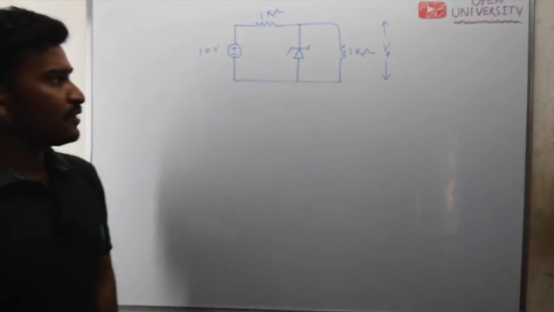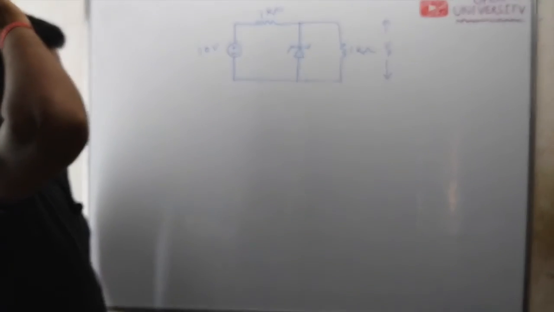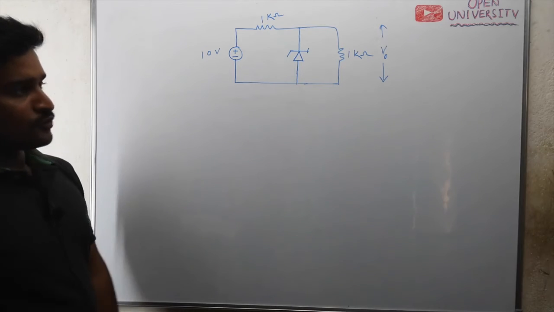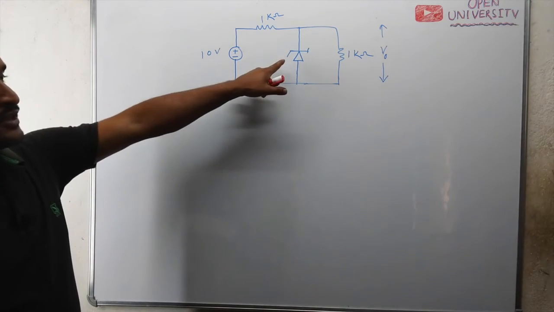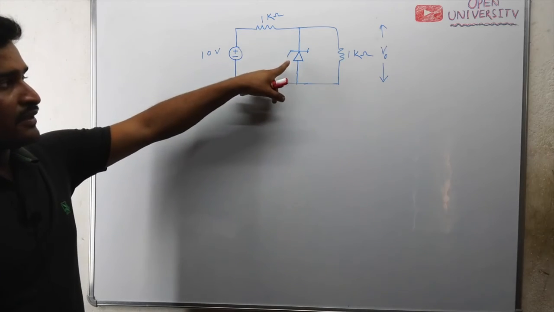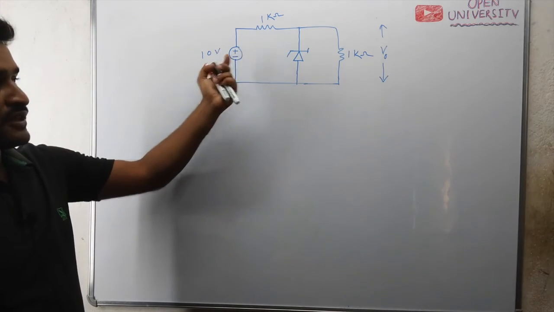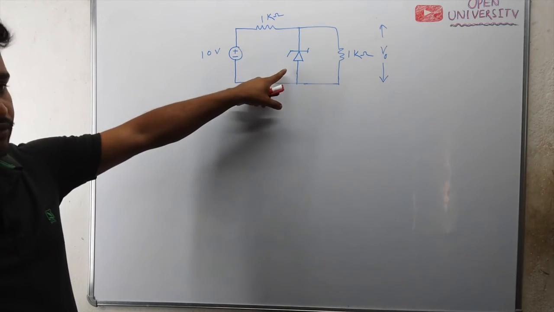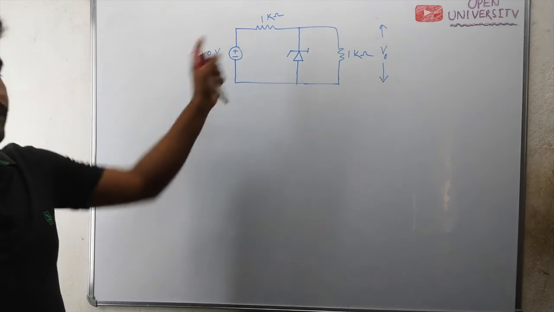Now it is asked to find out what is the output voltage. In order to get the output voltage, first check whether the Zener diode is in the breakdown region or not. By looking at the input voltage, the Zener diode is in reverse bias. But whether it is in breakdown or in cutoff region, how to verify?